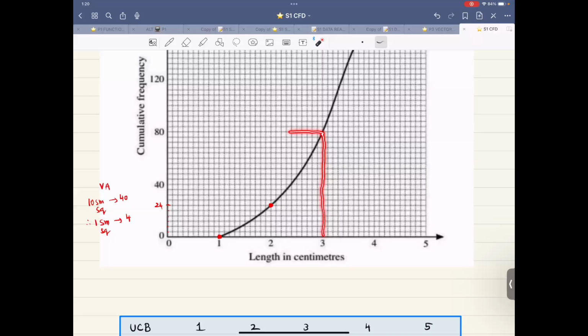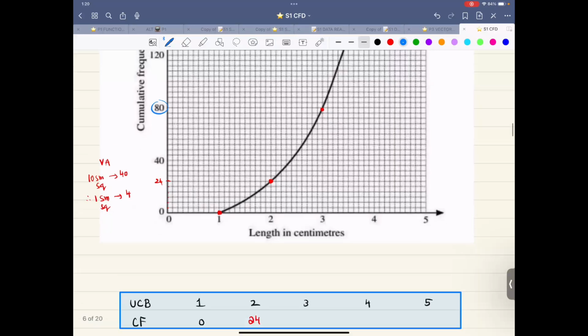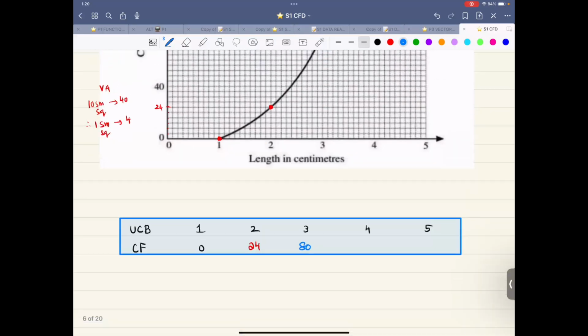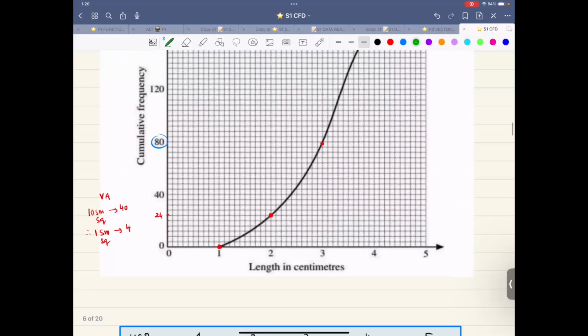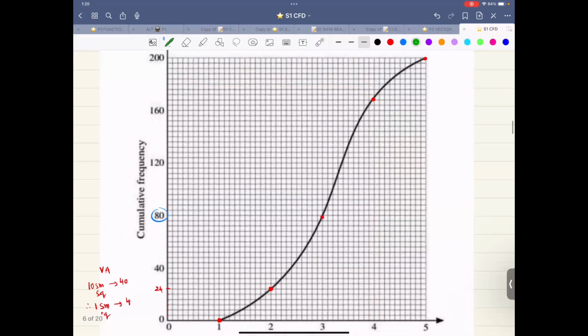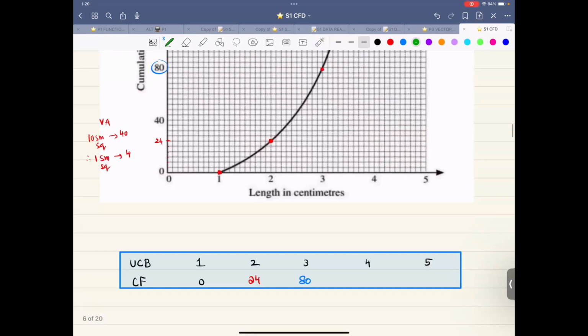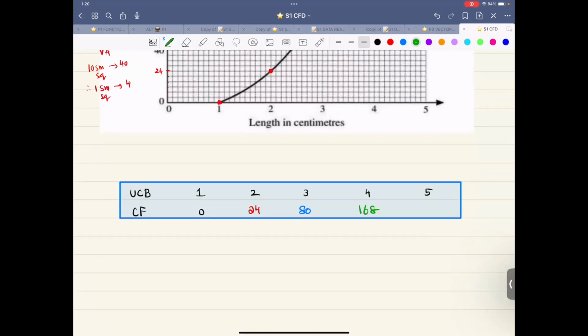We are reading this value, and this value is 80. So this thing over here is 80, and that goes over here. Now let's look at 4. At 4, it's going up like this, like this, like this. It's touching, and then we are reading off this value. This is 2 small squares above 160. So therefore, this is 168. So this is 168 over here.